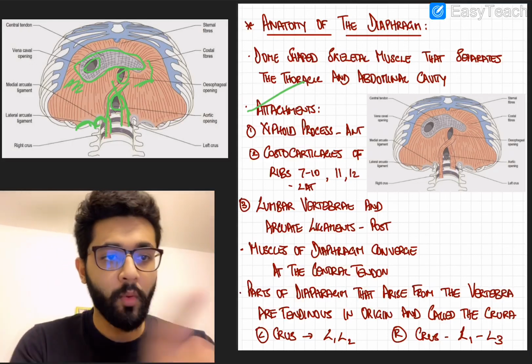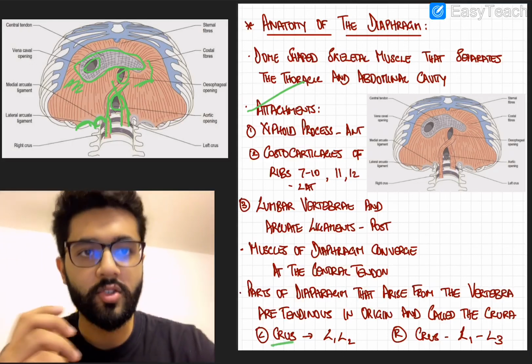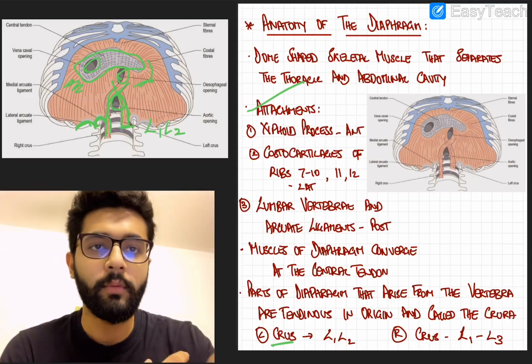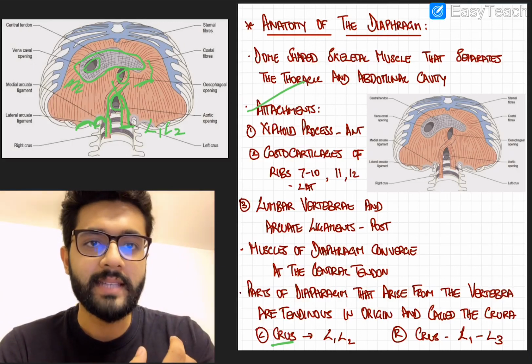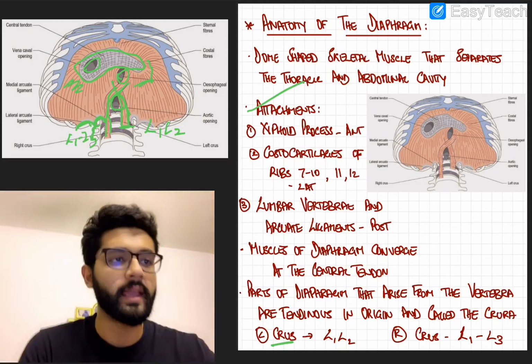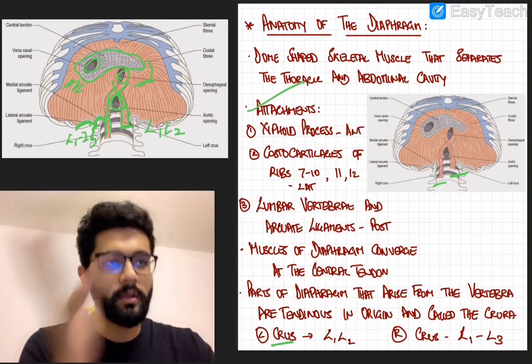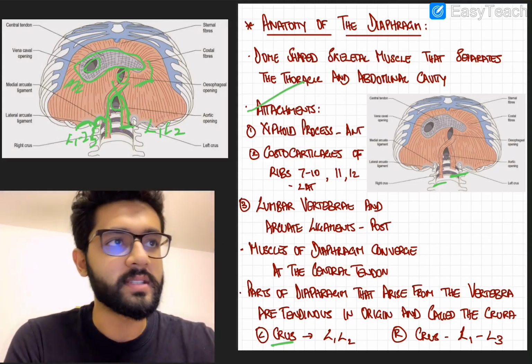Before we move on, the left crus is attached at the L1, L2 level, and the right crus is attached between the L1 to L3 level. So the right crus is slightly lower, again beautifully shown in the diagram. You can just have a look at this diagram after and try to place whatever we discussed so far.